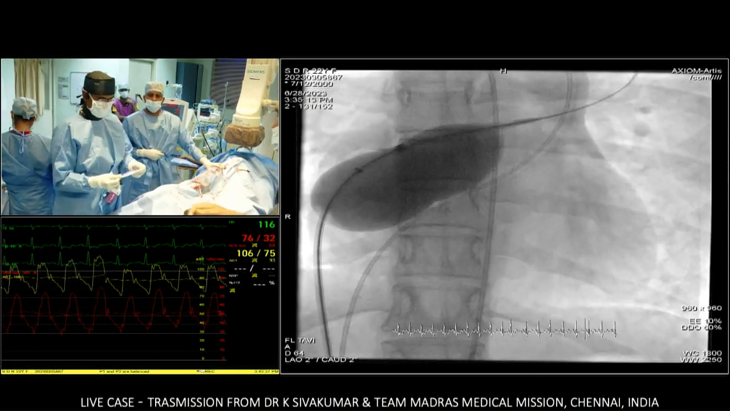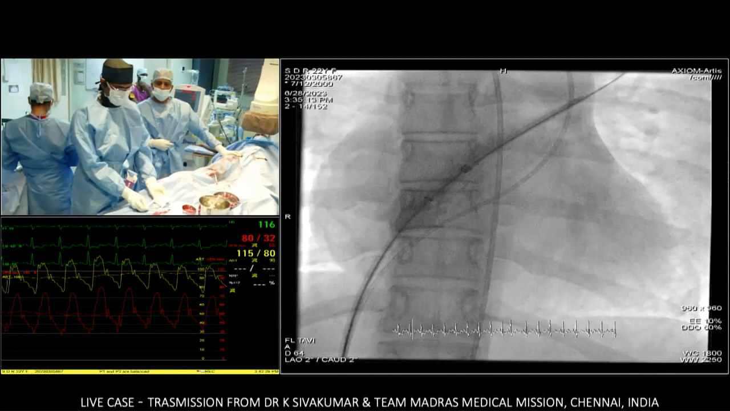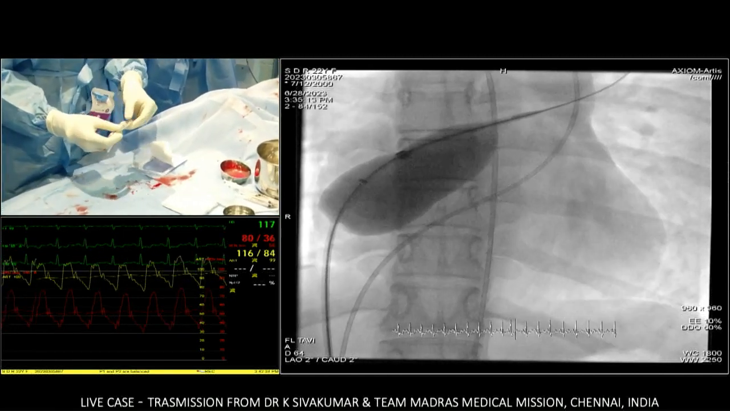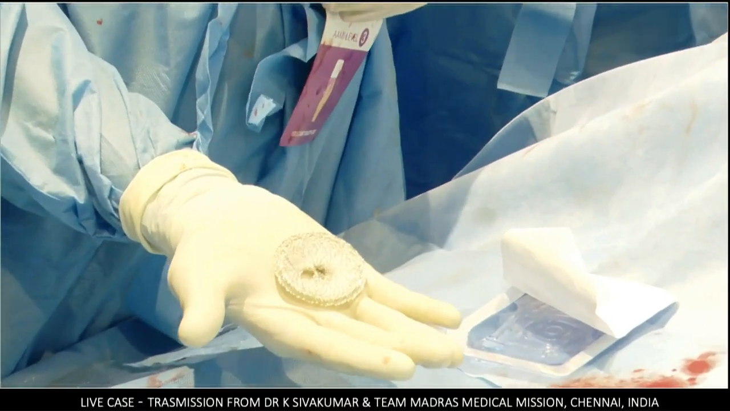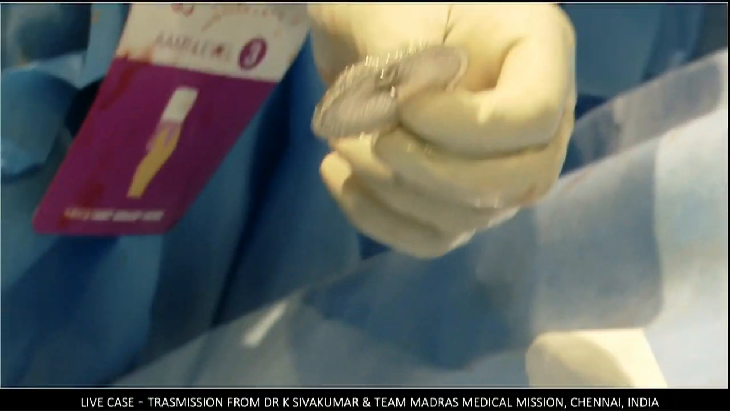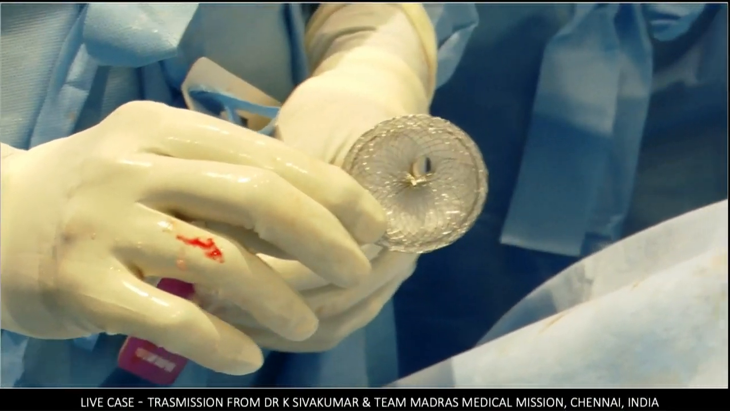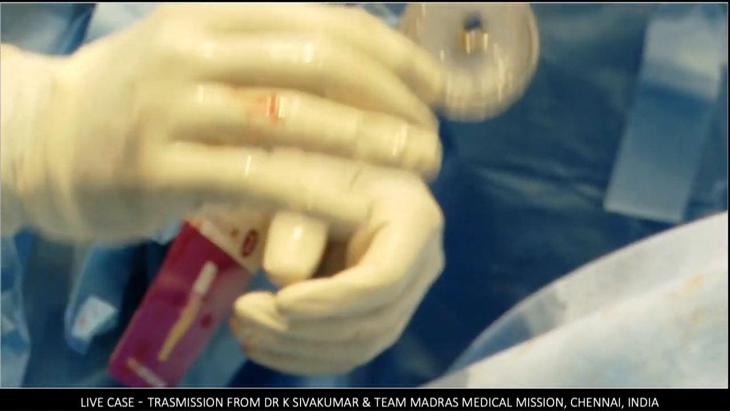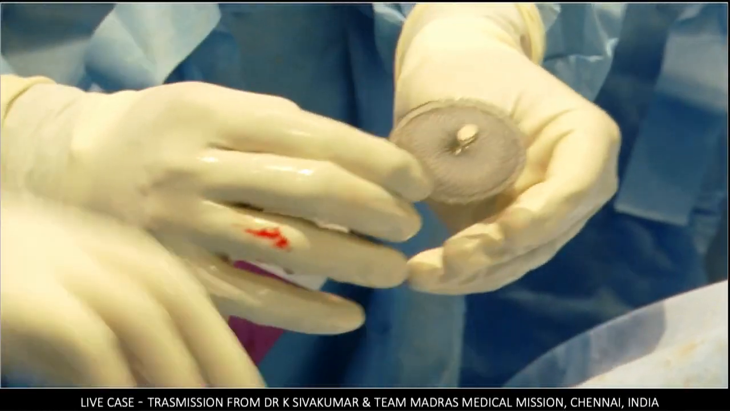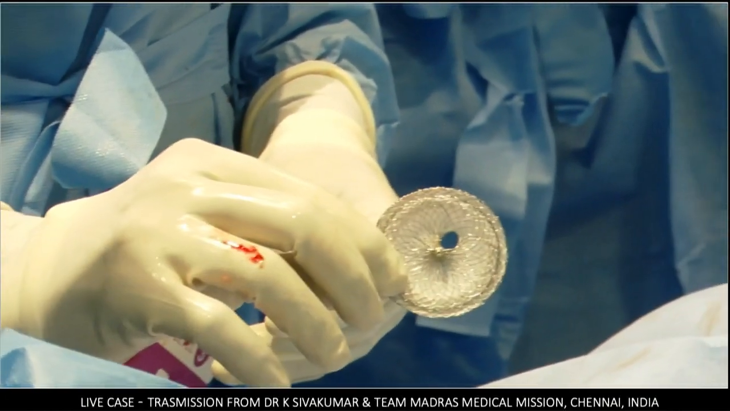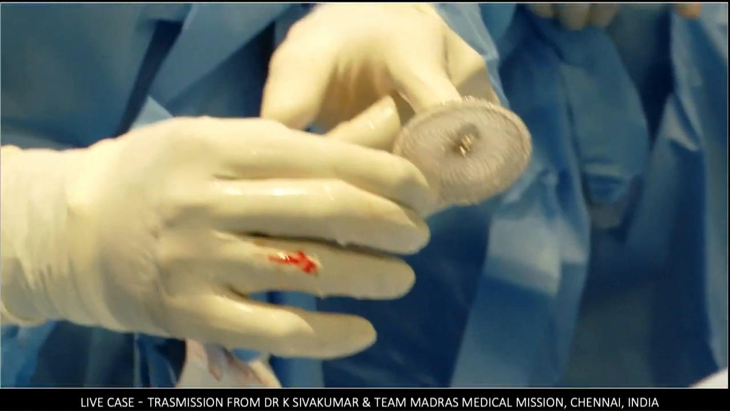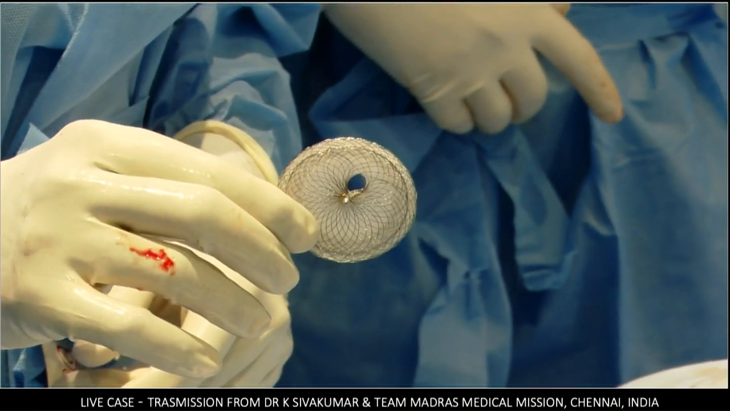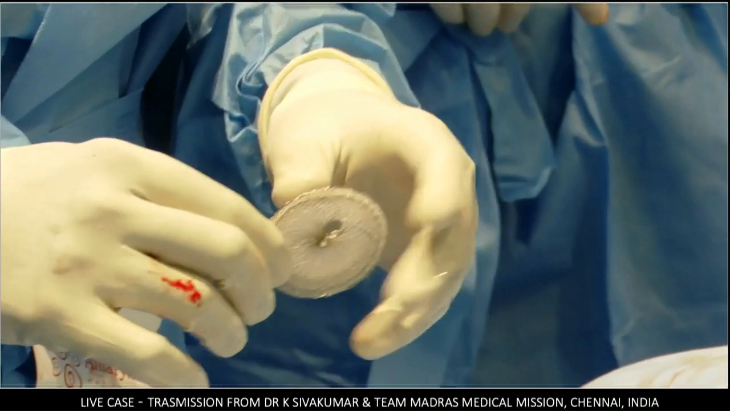So this is a dedicated, custom-made fenestrated device. I will show you the device. This device has an 8 millimeter fenestration, custom-made. It will stay open till the time I want this hole to be closed. How big is the fenestration? 8 millimeter. The nitinol wires have been bent at that area. The fabric has been closed in such a way that it will stay open forever.